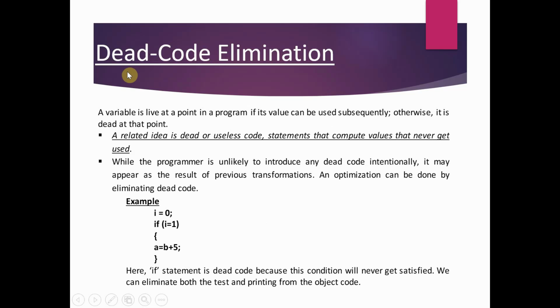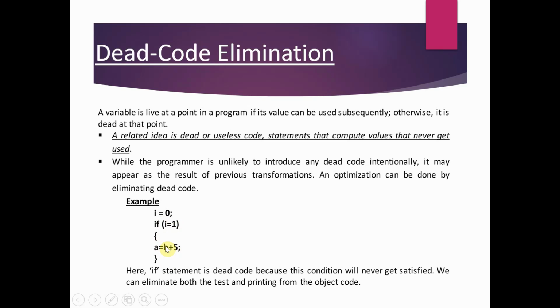The third optimization technique is called dead code elimination. What is the meaning of dead code? Consider this example: i is equal to 0, if i is equal to 1, and there is a set of code here. The code which is present inside this if is called dead code. Why? This condition will never get satisfied. If we have around 100 statements inside this if, and this condition is never true, then instead of having around 100 lines of code inside this if, this full code can be eliminated. It is called dead code.